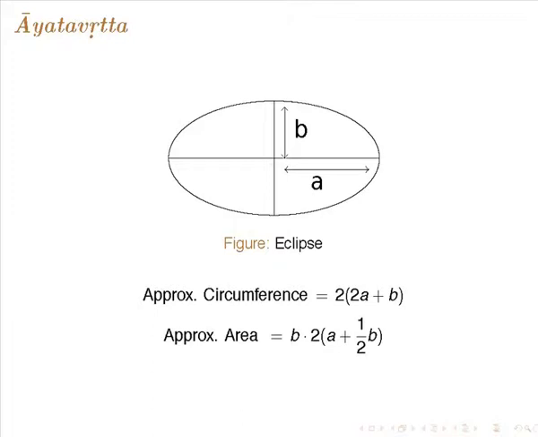Then for the first time he is talking of a Dirgha Vrutta or an Ayata Vrutta, which is essentially an ellipse. We do not know whether he meant an ellipse, but it is some kind of a Dirgha Vrutta, where one side is elongated with respect to the other. The approximate circumference is given as 2 into 2a plus b, where this is the shorter radius and this is the longer radius, and the approximate area is given as b into 2 into a plus b. So, this is what he says.